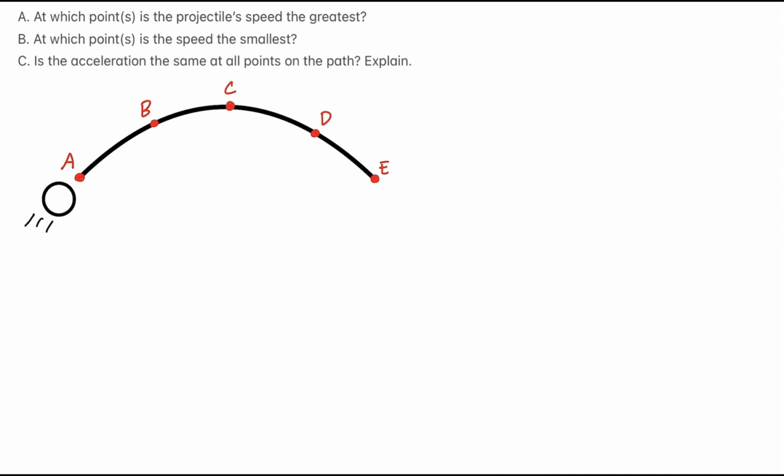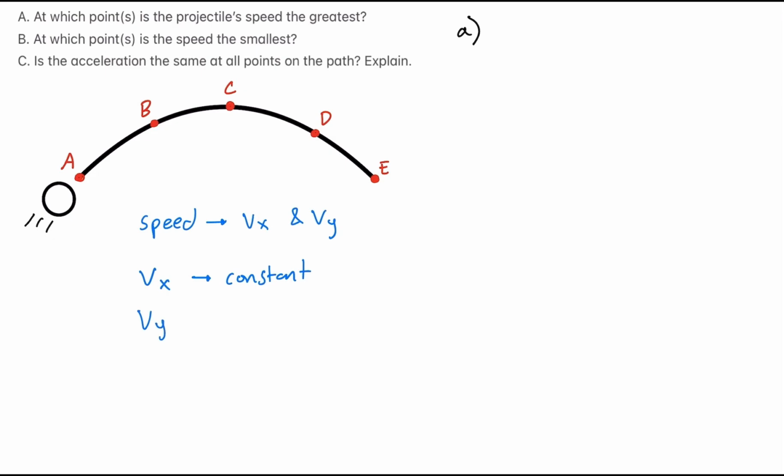For problem 2, we're given a trajectory of a ball and a few points labeled on its path. At which points is the projectile speed the greatest? If we're trying to find the speed, we have to consider the velocity in the x and y components. The velocity in the x direction is constant throughout the entire path because there are no forces working in the x direction.